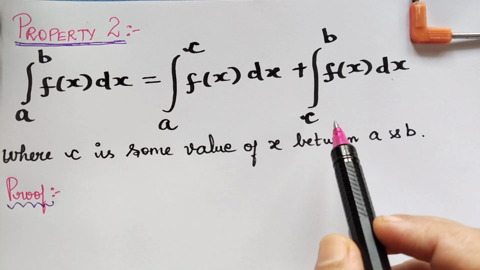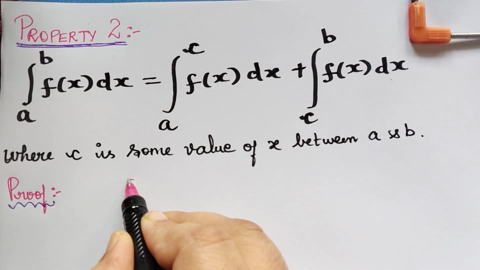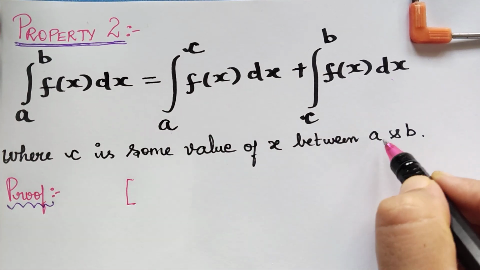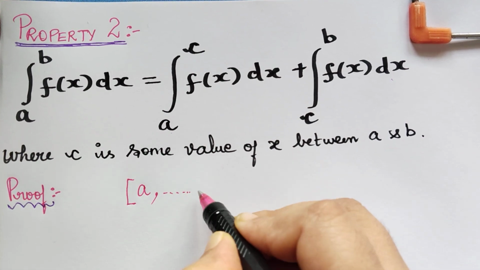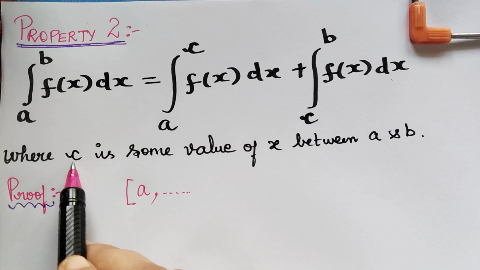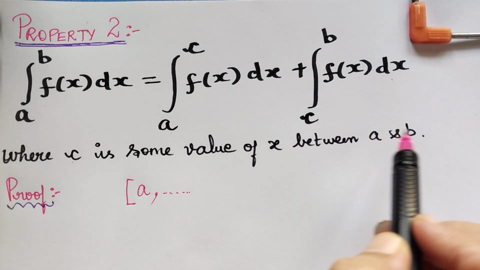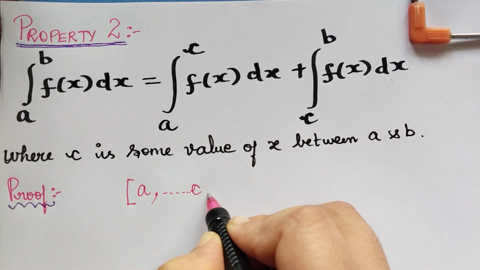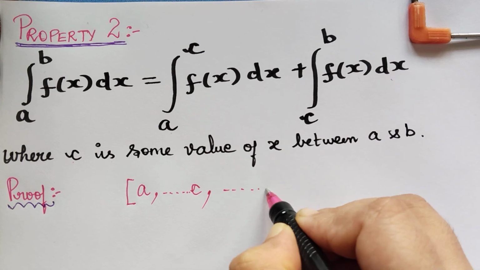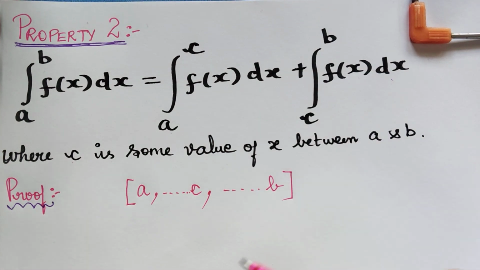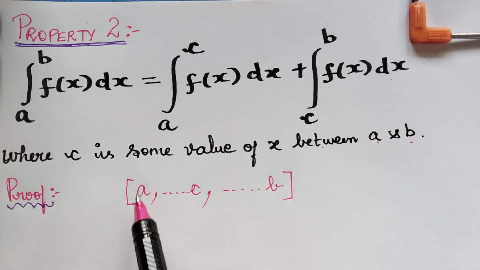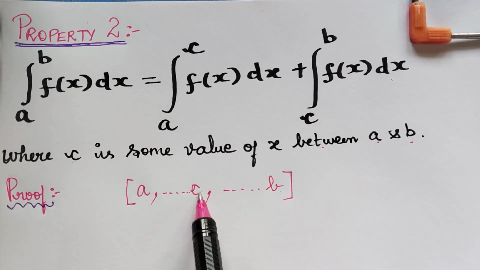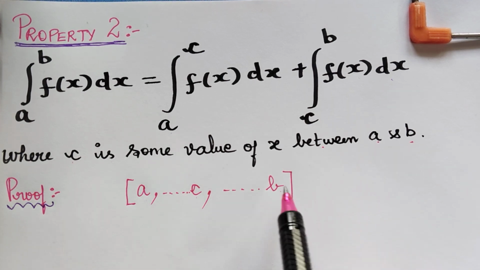So what does this property say? Now, if we consider the values in the interval a to b, so a, after that we will have numerous values, and at some point c is some value of x between a and b. So somewhere we have a c, and after that the value b comes. So c is a value between a and b, in the interval a, b.